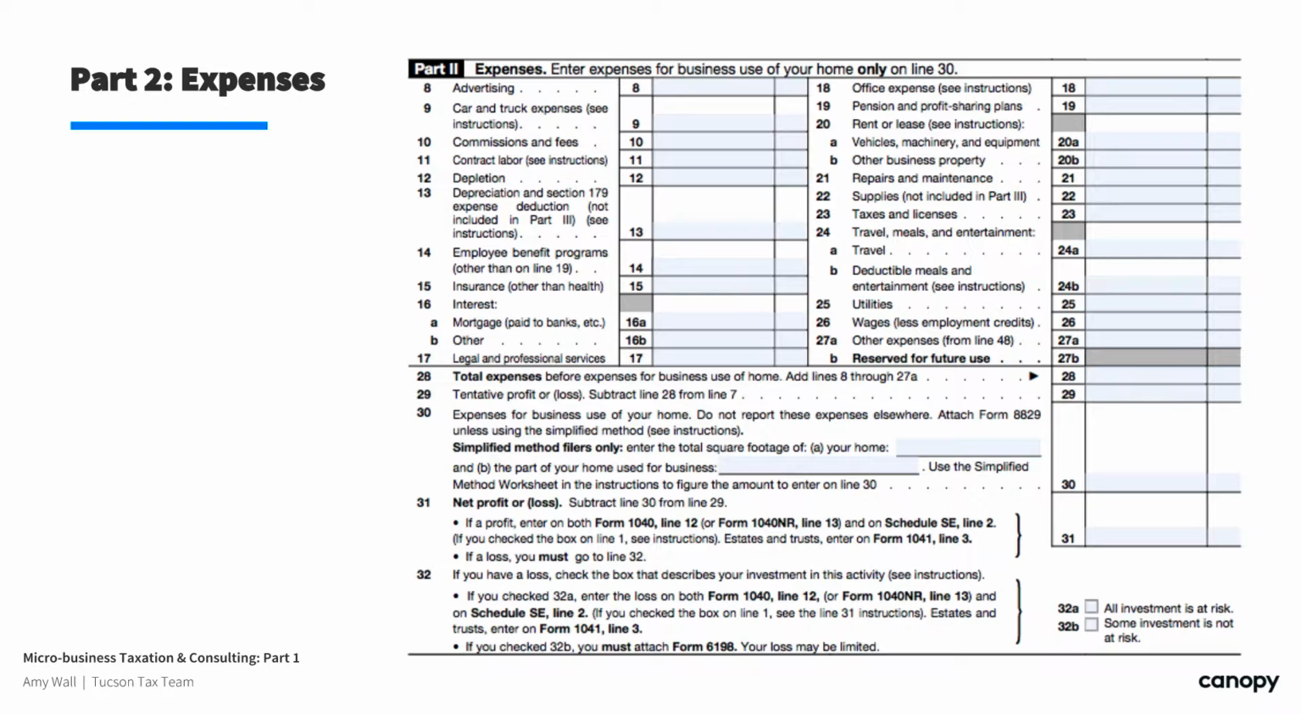So the sort of insurance that you're going to see here on line 15 is liability insurance, E&O, things like that. Now, interest. Interest is not usually for a micro business. Is there a mortgage on a building? That's not typical for a micro business. I'm not saying it's not possible, but it's not typical. More typical is interest for a credit card or a bank loan.